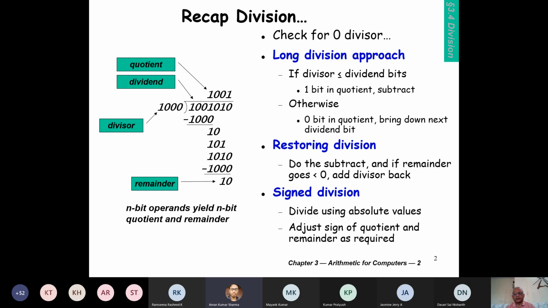No. See here, we have the MSB as 0. If it is a negative number, we make it an unsigned number. We just negate it.